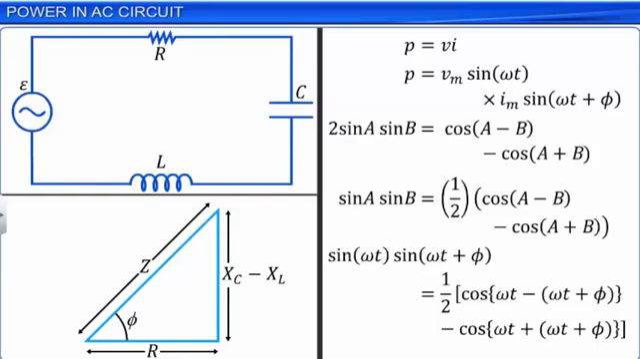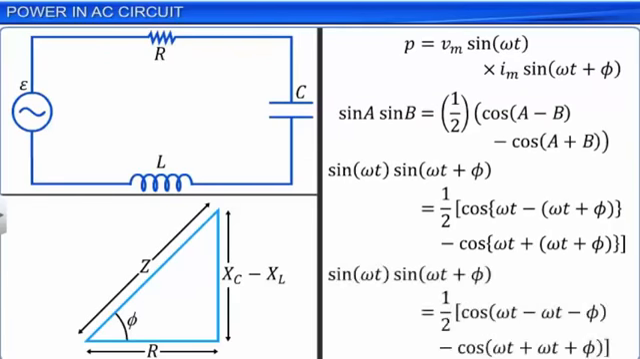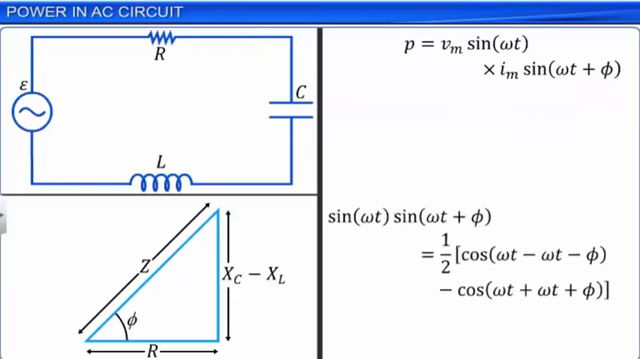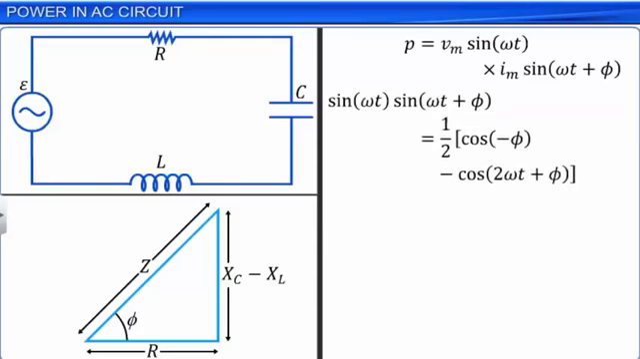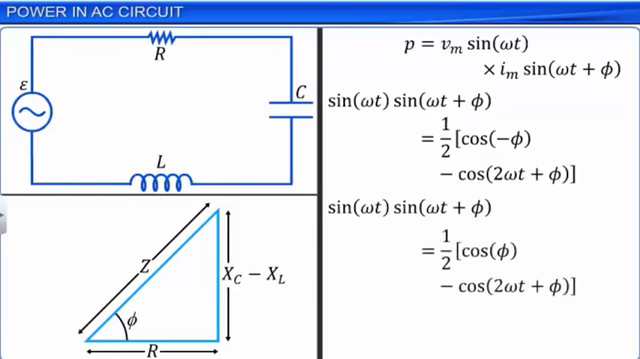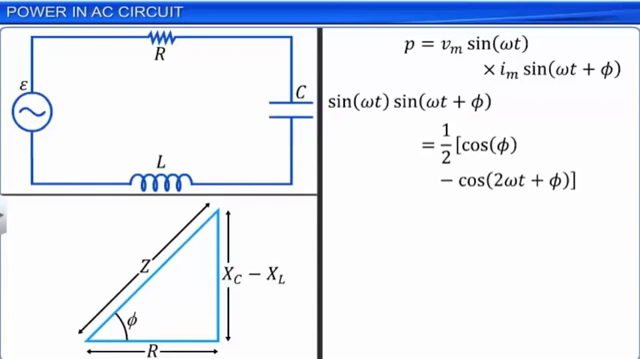On further simplification, we get sin omega t into sin(omega t plus phi) is equal to half into [cos phi minus cos(2 omega t plus phi)]. Thus, the instantaneous power P can be written as Vm Im by 2 into [cos phi minus cos(2 omega t plus phi)]. Let this be equation 4.